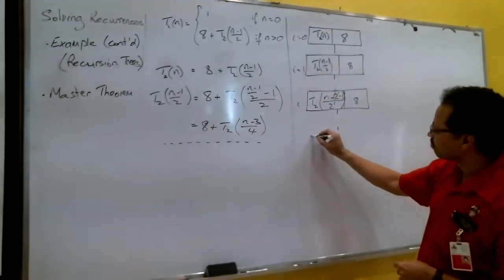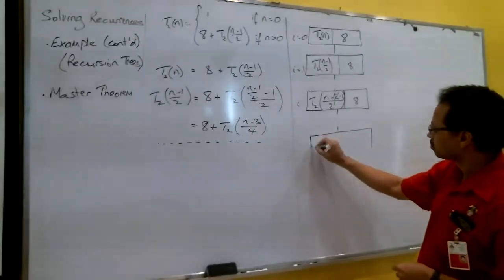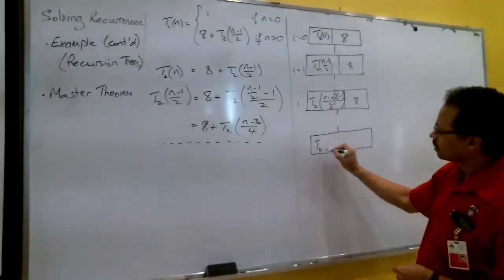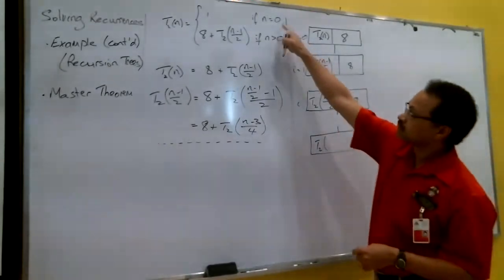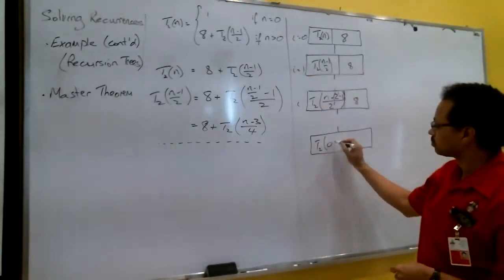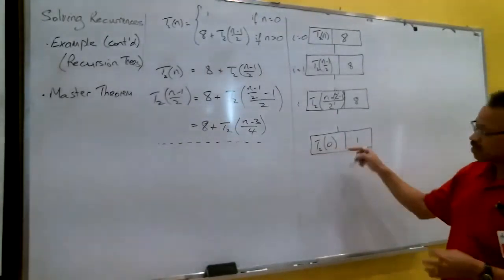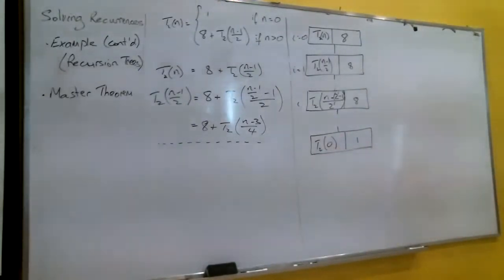And where does this stop? It stops when the input equals 0. And at that point, it's just 1 plus nothing. So we had that yesterday, yes? Okay, now you've seen it again with a little more clarity, I hope.